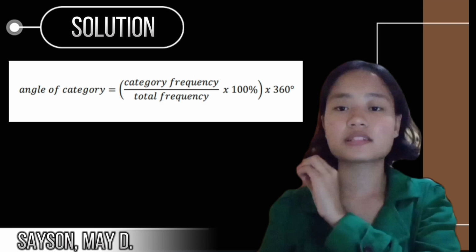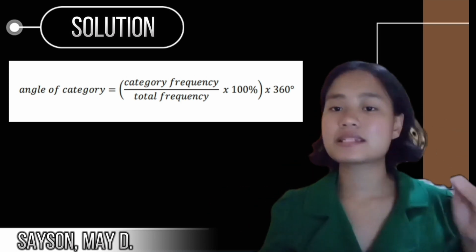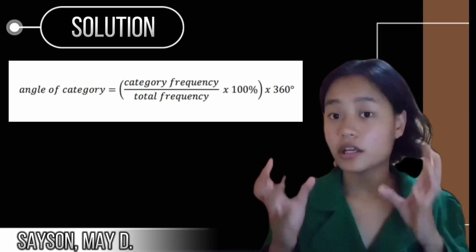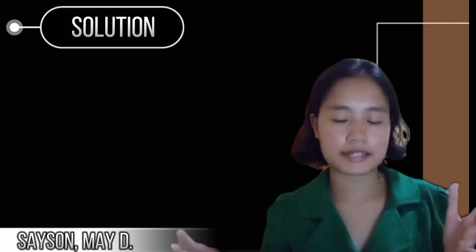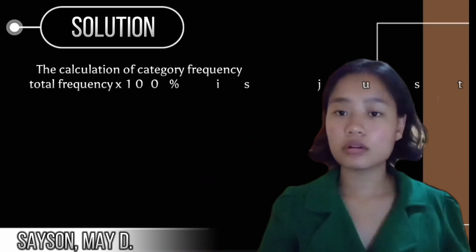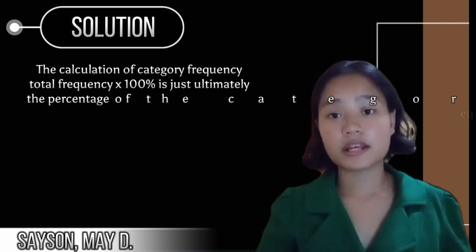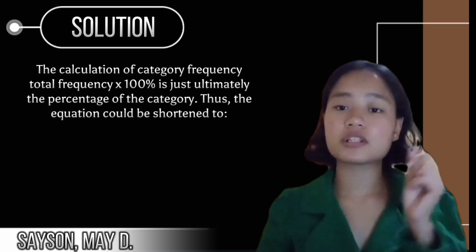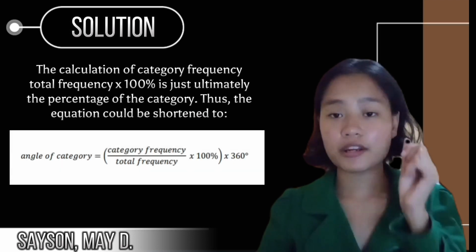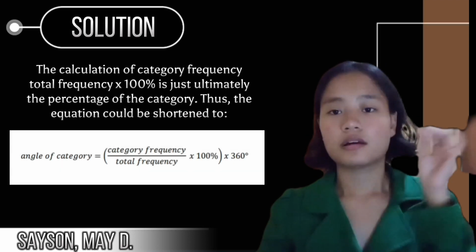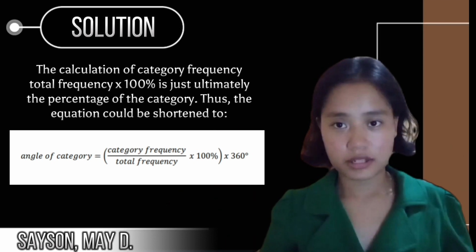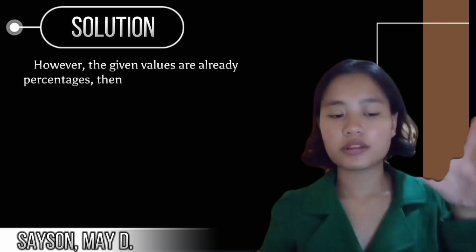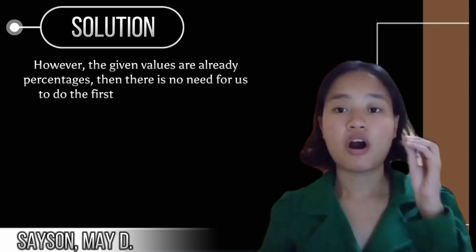We multiply it by 360 degrees because a pie chart is basically a circle, and a circle's measurement of degree is 360 degrees. The calculation of category frequency over total frequency times 100% is just ultimately finding the percentage frequency. So we could shorten the equation to percentage of category times 100%, in parentheses, times 360 degrees. However, the given values are already percentages. Therefore, there is no need for us to do the first half of the equation.